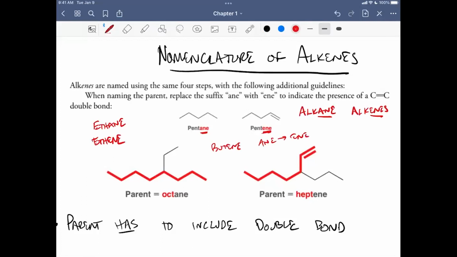One other rule that I have right here is that even though you might have a hydrocarbon chain that has more carbons, if it doesn't include that double bond, then it can't be that parent chain. So even though we have 1, 2, 3, 4, 5, 6, 7, 8 carbons right here, that cannot be the parent chain because it doesn't include this double bond up here. So even though it might be less carbons, it still has to include that double bond because that double bond has pretty high priority. Okay.